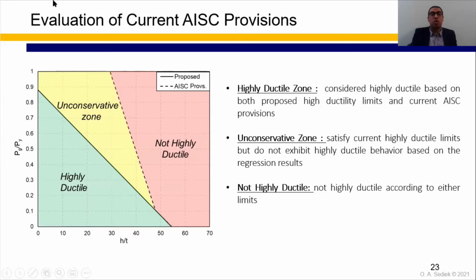As we can see here, this is a comparison between the proposed highly ductile limits of interior columns of HSS and the current AISC provisions. There are three zones. The first zone is the green zone, or the highly ductile zone, meaning that the columns here are highly ductile based on our proposed guideline and the current AISC provisions, while the red zone is the opposite. They are not highly ductile based on both. This zone is the interesting zone, which is the unconservative zone. The columns here are highly ductile based on the current AISC provisions, but they are not highly ductile based on our simulation results, which implies that AISC provisions are not conservative in this area.